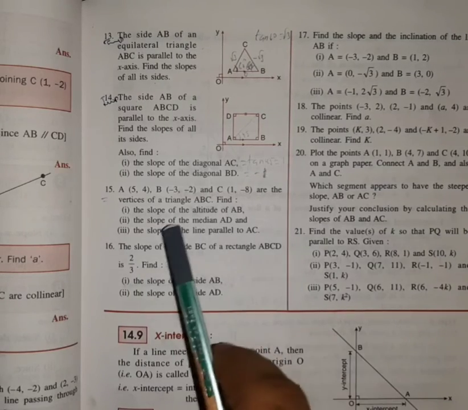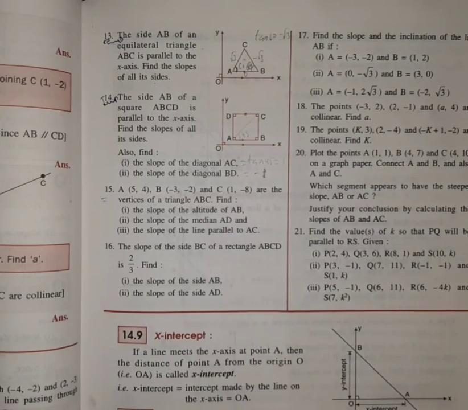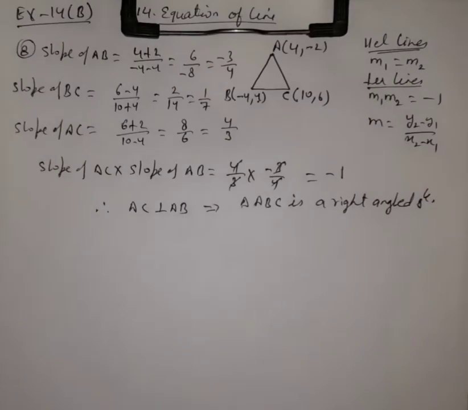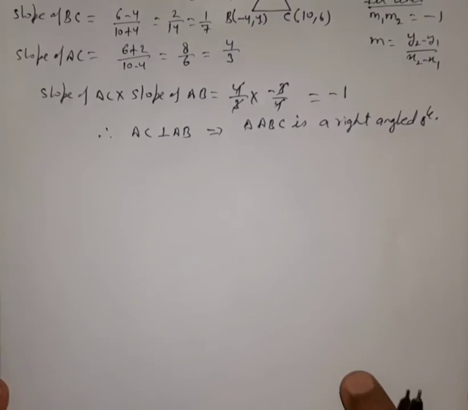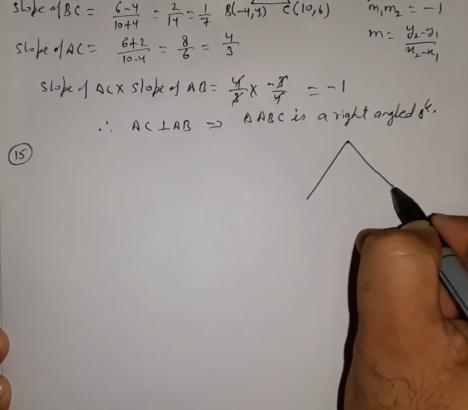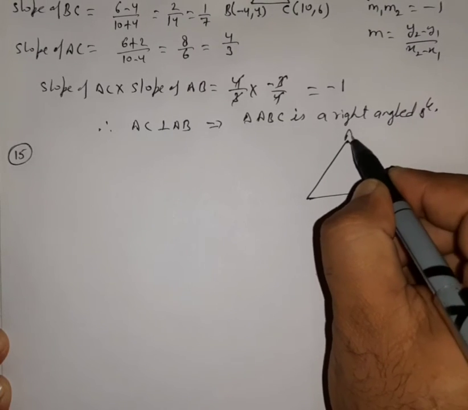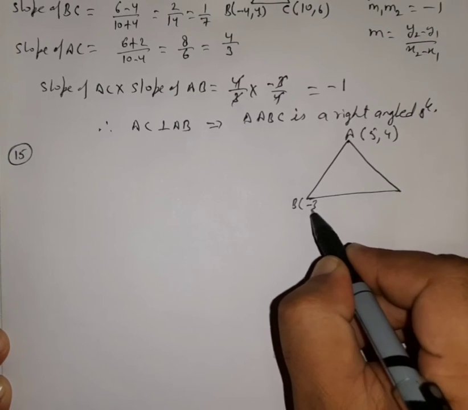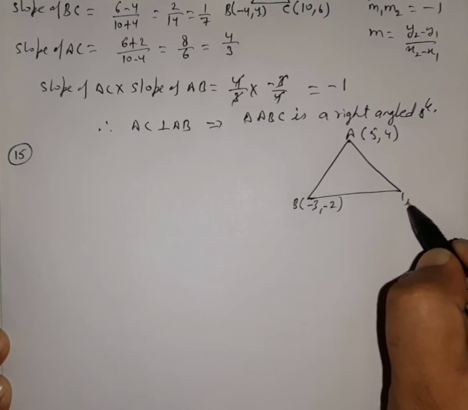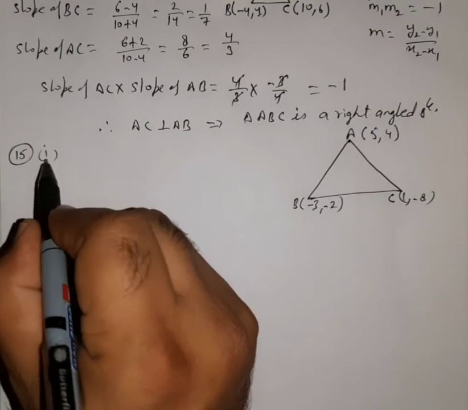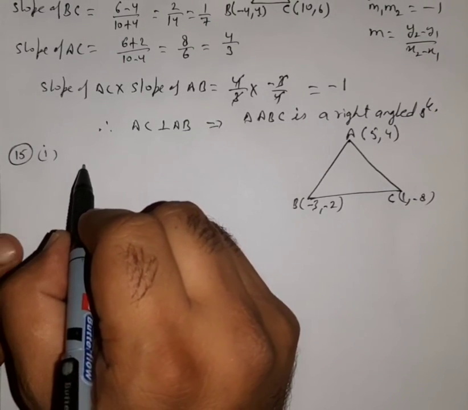A, B and C are the vertices of triangle ABC given. We have to find the slope of the altitude AB, then the slope of median AD, and the slope of a line parallel to AC. So now I'm drawing a diagram for question number 15. Let us say that this is a triangle ABC given. The coordinates of A are 5, 4, coordinates of B are minus 3, minus 2, and coordinates of C are 1, minus 8. In the first part, we have to find the slope of altitude AB.